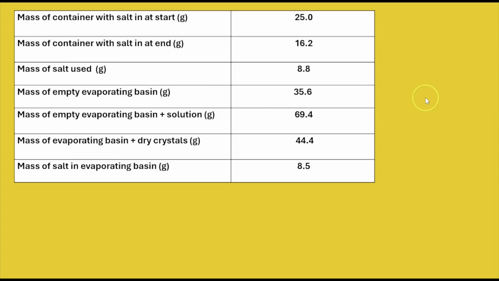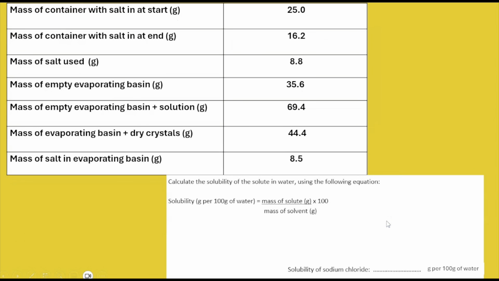Then I've got an empty evaporating basin, so I just measured the mass of that. And then I measured the mass of the evaporating basin plus the solution. We were able to use those values for a calculation later. Then, once I've evaporated off all of the water, I'm left with this value here. So I've just got the crystals and the evaporating basin, and I can use that to work out the mass of the salt in my evaporating basin. So let's see how we might do that.